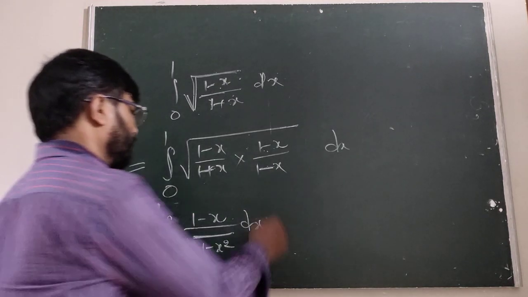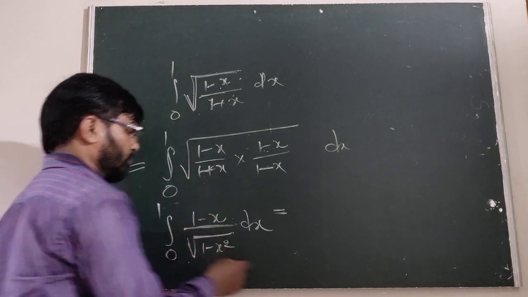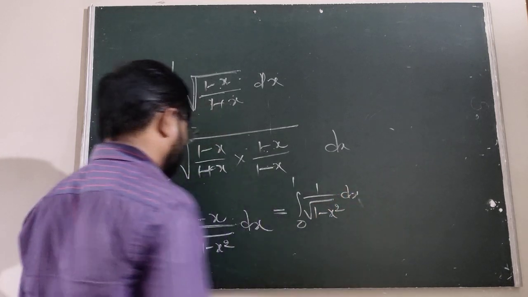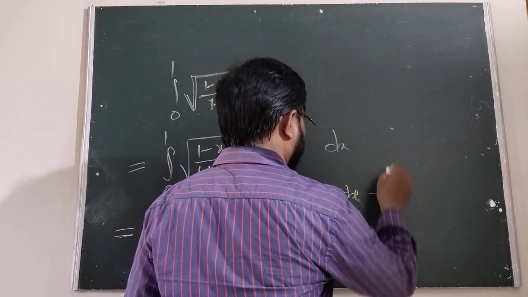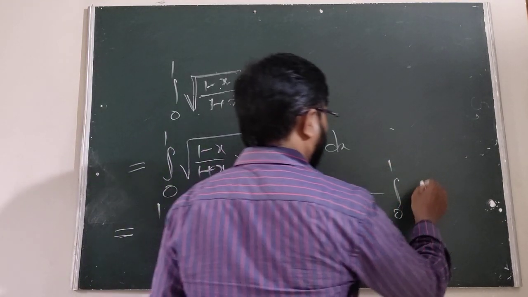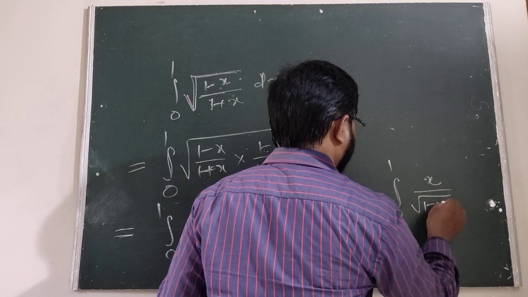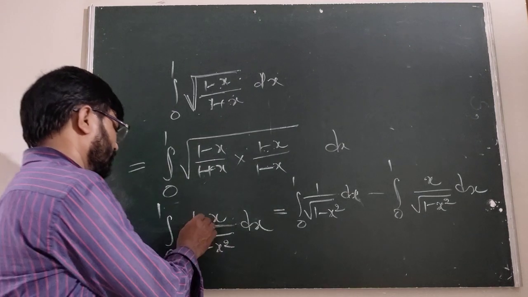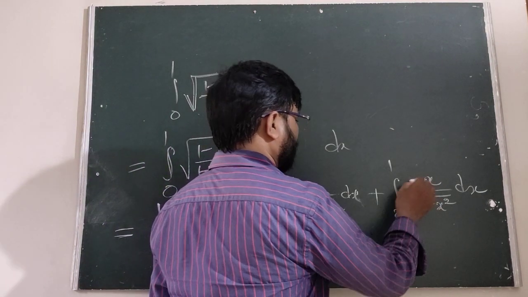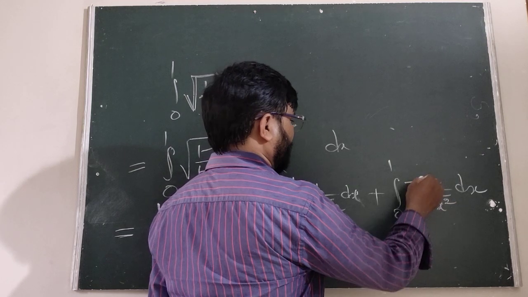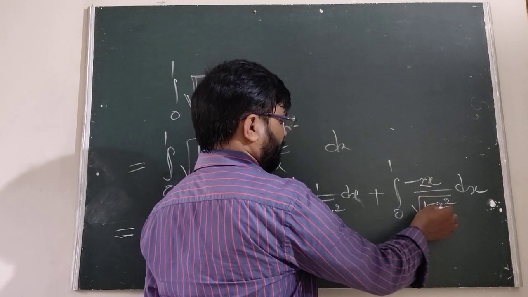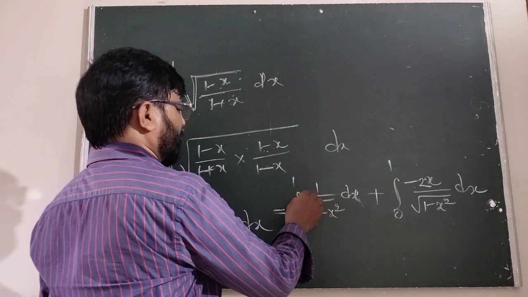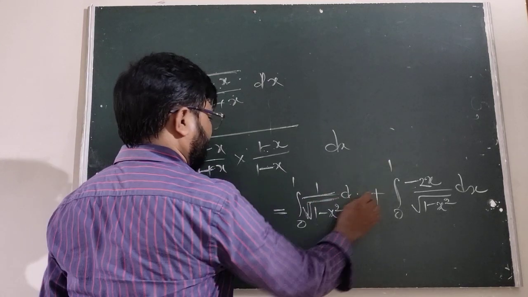How do we write this? We know that we can split the integrals. This is integral 0 to 1, 1 upon root of 1 minus x square dx, and also integral 0 to 1, x by under root of 1 minus x square dx. Is it clear? Now this is minus of x by... The derivative of 1 minus x square is minus 2x. Now we can write the 1 upon under root of 1 minus x square dx.